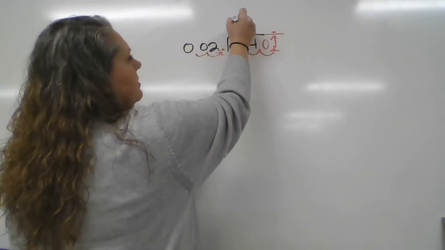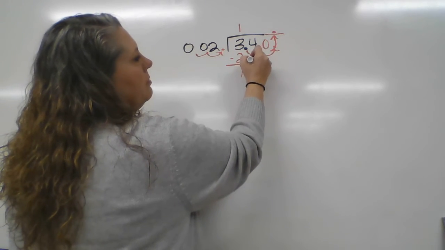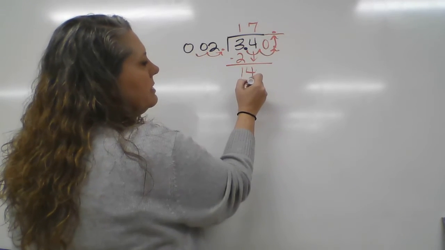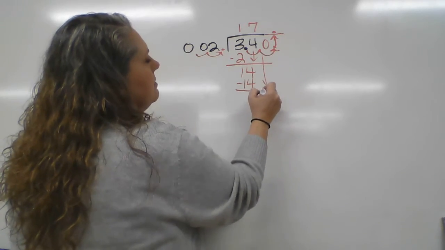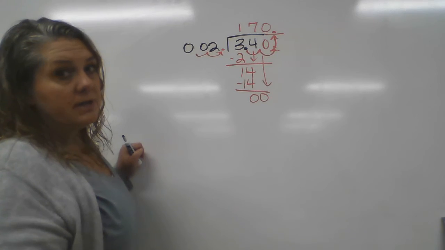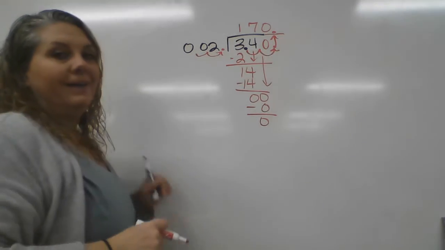2 goes in the 3 one time. 2 times 1 is 2. With 1 left over, bring down my 4. 2 goes into 14 7 times. 2 times 7 is 14. Nothing left over, bring down my 0. Now 2 goes into 0 0 times. Don't forget that 0 because it's not 17. It's 170. And we have nothing left over.